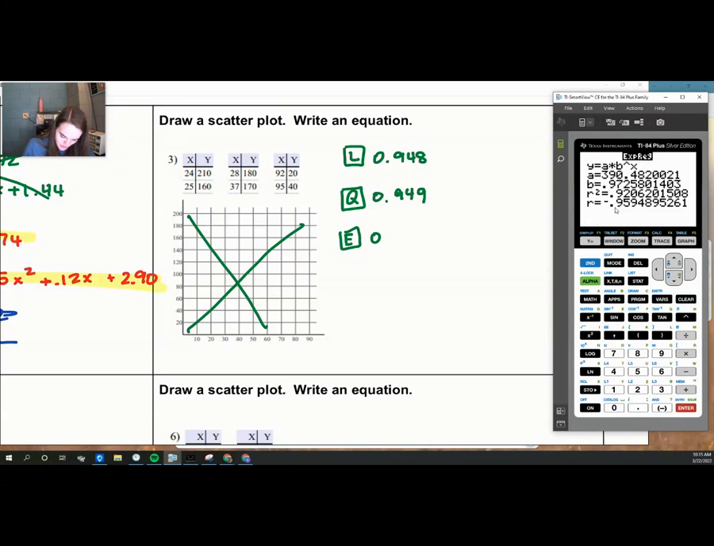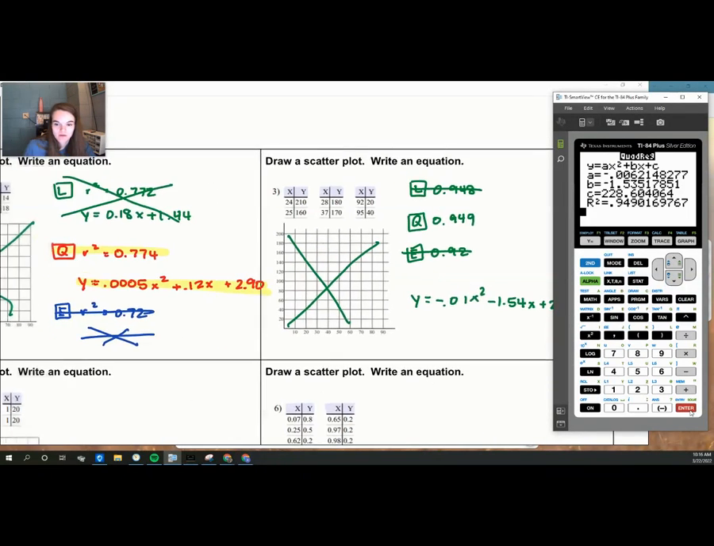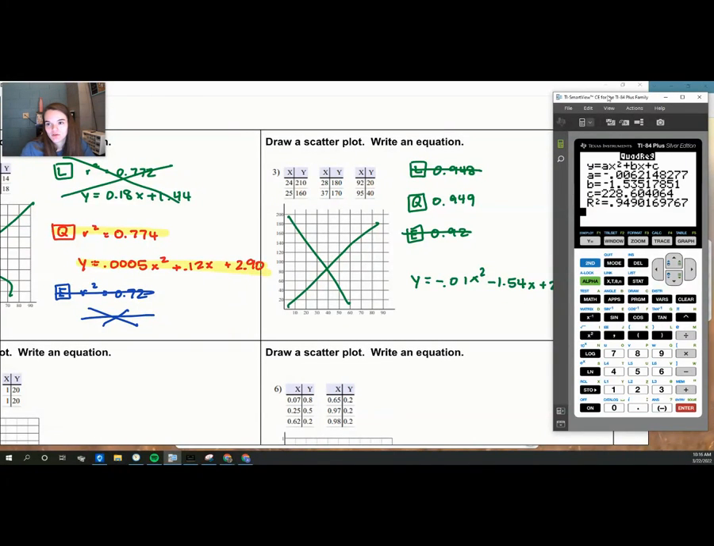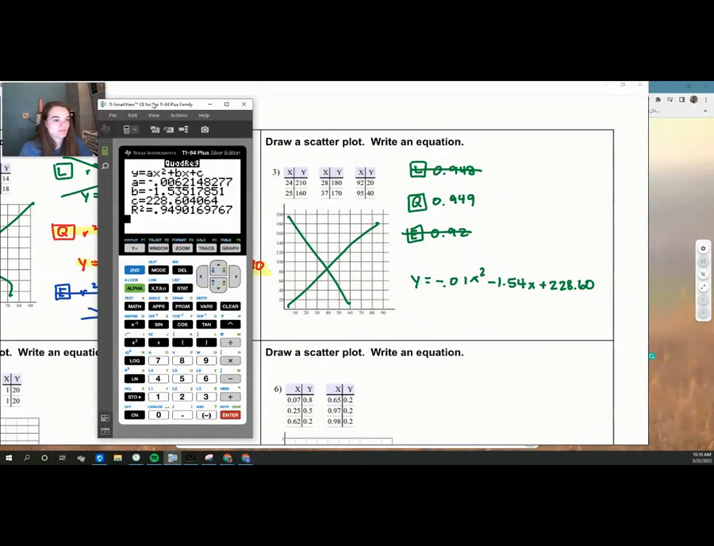0.92. So it's definitely quadratic again, which means let's go write that equation. So let's go back to the quadratic. So stat, calculate, it is quadratic. Okay, so y equals negative 0.01x squared minus 1.54x plus 228.60. Let me move my calculator just a little bit so you can finish seeing that. So there's that equation, okay?